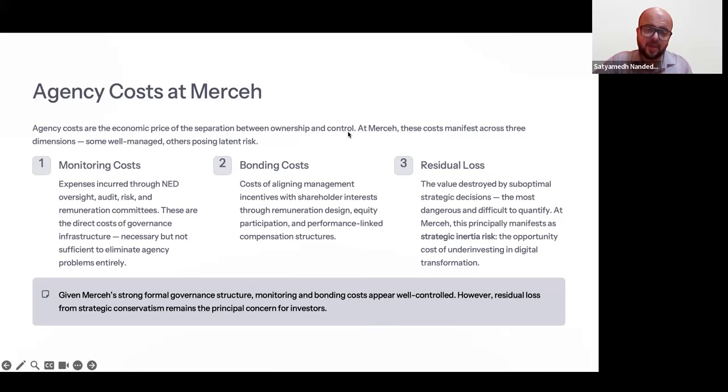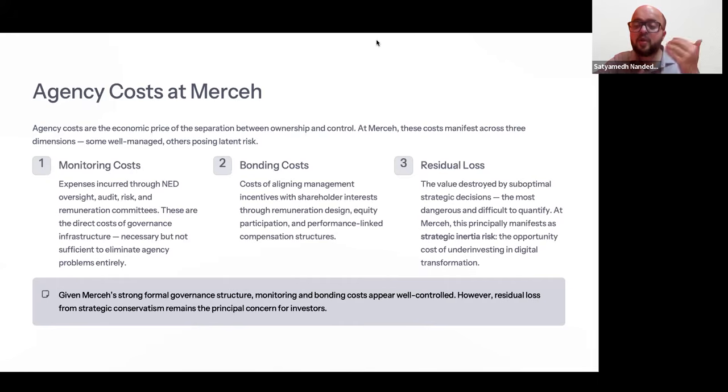Then agency cost at Merce. First is monitoring cost, expenses incurred through non-executive directors. उनको sitting fees देना पड़ेगा, right? You will have to spend on the committees and their respective members. Then bonding cost. What is bonding cost? Cost of aligning management incentives with shareholder interest through remuneration redesign, equity participation, and performance linked compensation structures. This will also play a role, followed by the idea of residual loss.